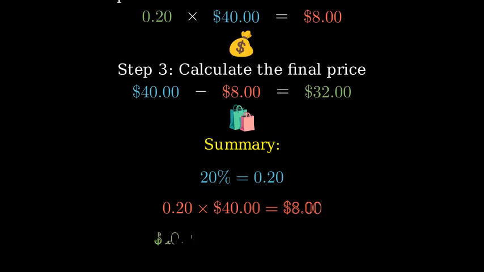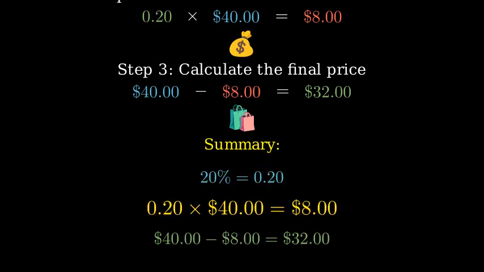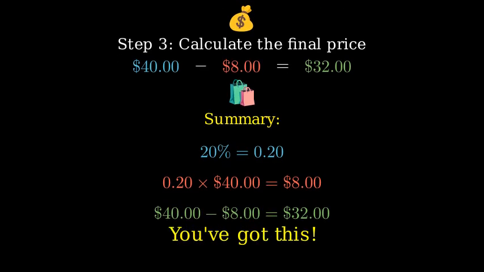Let's review the steps. First, we converted 20% to 0.2. Then, we multiplied $40 by 0.2 to get the $8 discount. Finally, we subtracted $8 from $40 to get our final price of $32. And that's how you calculate a 20% discount.